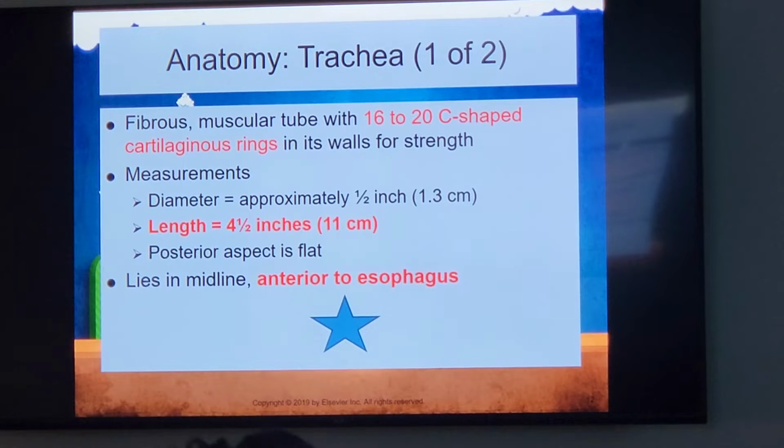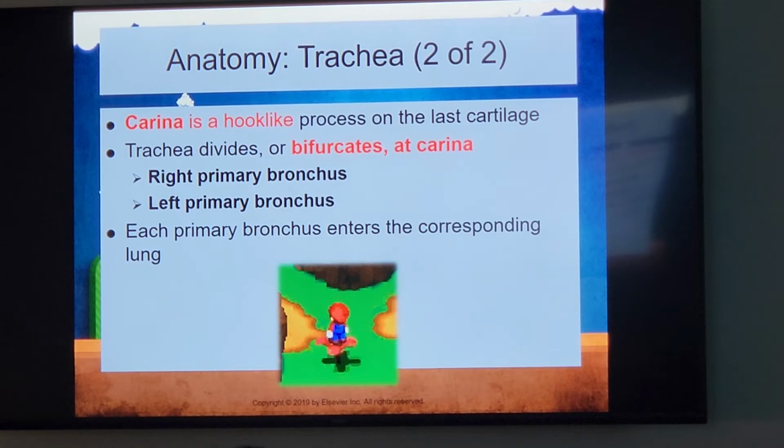Next question. Right, moving on. So, strong on that one. The trachea extends down into the, where do you think it extends down to? And the carina is a hook-like process on the last cartilage of the trachea. It bifurcates or divides at the level of T4 or T5, and that is what we call the carina. And we have the right primary bronchus going into the right lung, and we have the left primary bronchus going into the left lung.